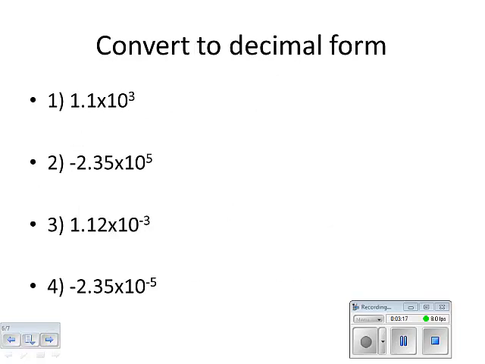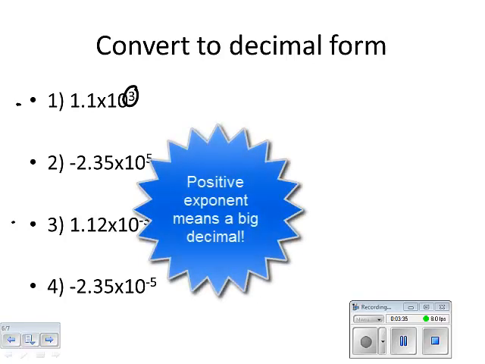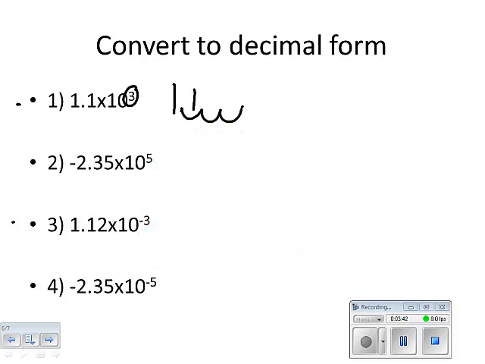So I'm going to do numbers 1 and 3, and once I'm done with those, I want you to pause and go through numbers 2 and 4. So we're converting 1.1 times 10 to the 3 to decimal form. We have a 3 as our exponent. It's a positive number, so our number is going to get bigger. So we're going to move our decimal point 3 places to the right. So we do 1.1, we go 1, 2, 3. And that's our new decimal point.